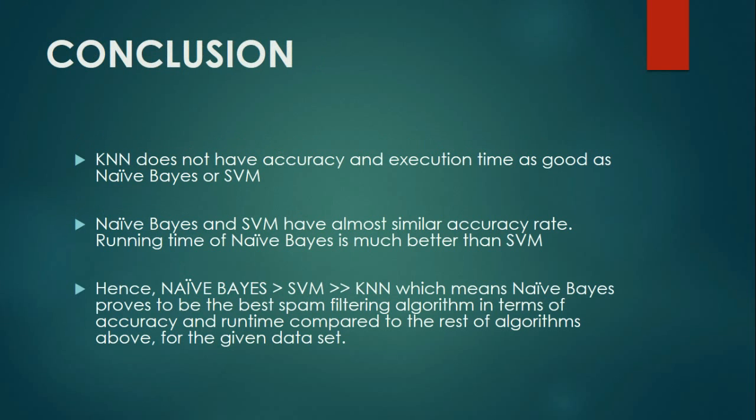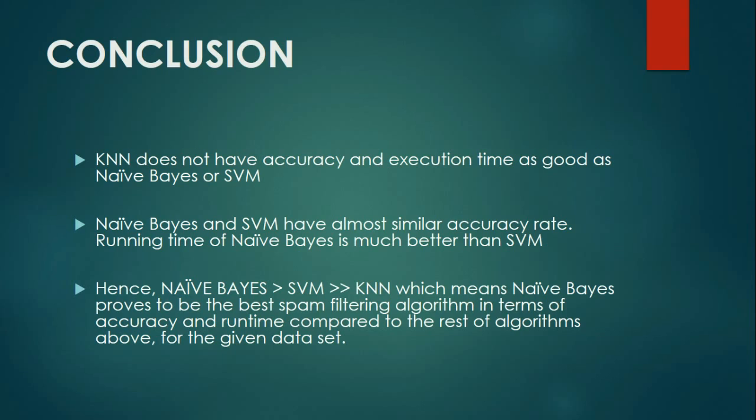Conclusion: KNN does not have accuracy and execution time as good as naive Bayes or SVM. Naive Bayes and SVM have almost similar accuracy rates. Since the running time of naive Bayes is much better than SVM, we say that naive Bayes is better than SVM, and SVM and naive Bayes together are much better than KNN, which means naive Bayes proves to be the best spam filtering algorithm in terms of accuracy and runtime compared to the rest of the algorithms above for the given data set. I have used the UCI dataset here since it provides a high volume of data.